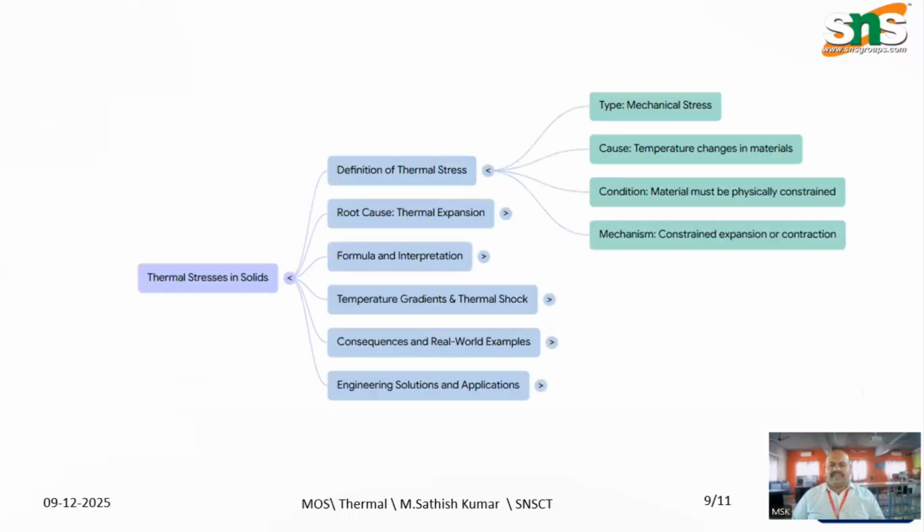Let us summarize this topic, thermal stresses in solids. We have seen what thermal stresses are, the root cause, the formula for it, temperature gradients, consequences, and engineering solutions. And we have seen applications. This particular topic of thermal stress we will explore more through problems. I hope you all understood what thermal stress is. Thank you.